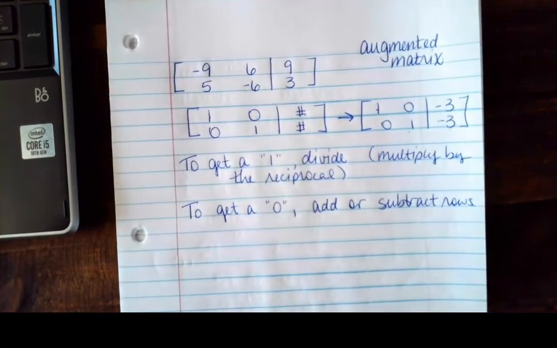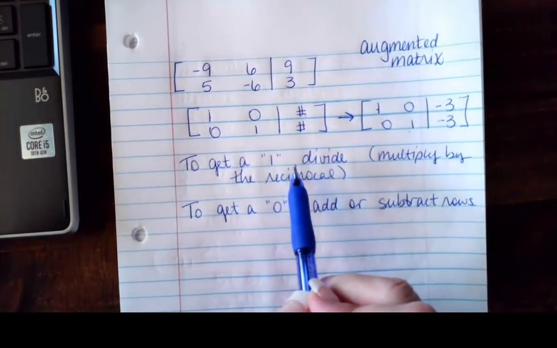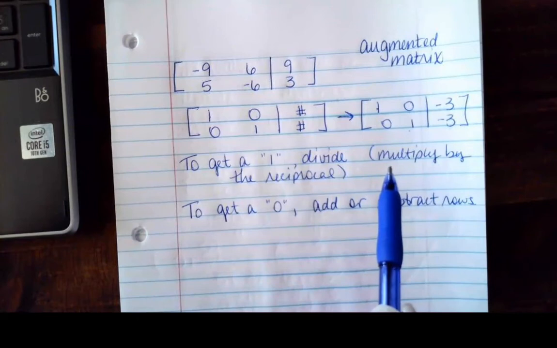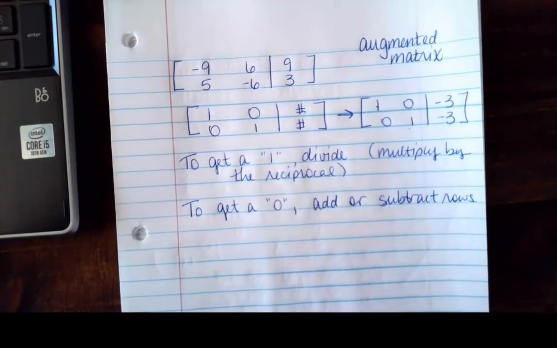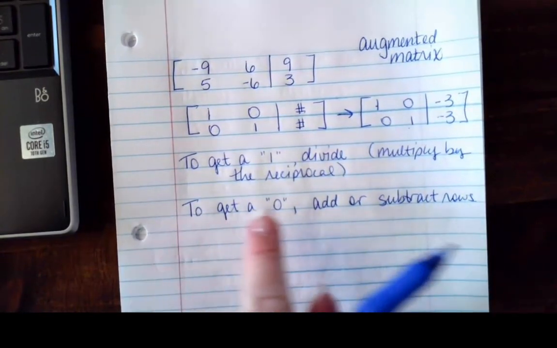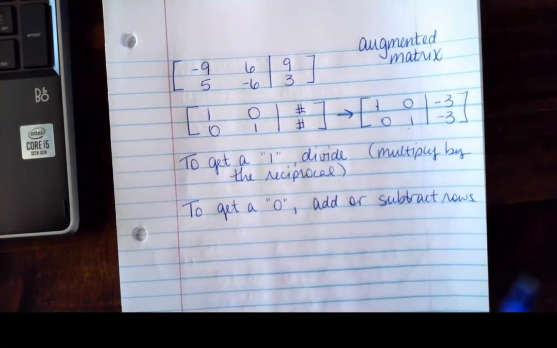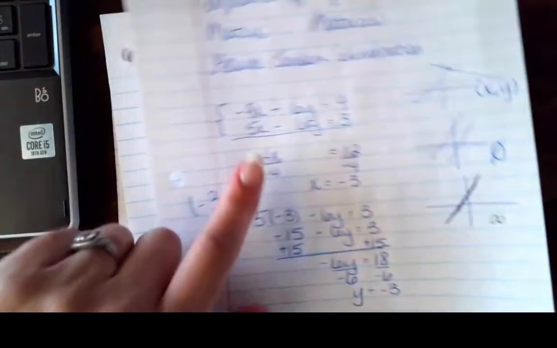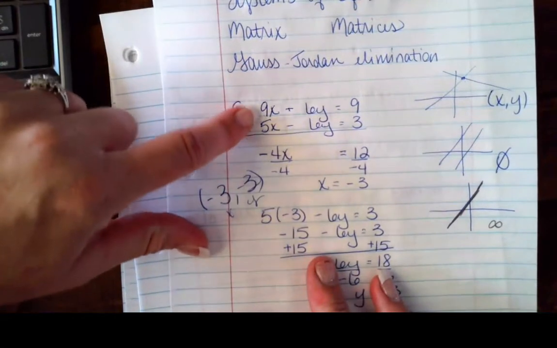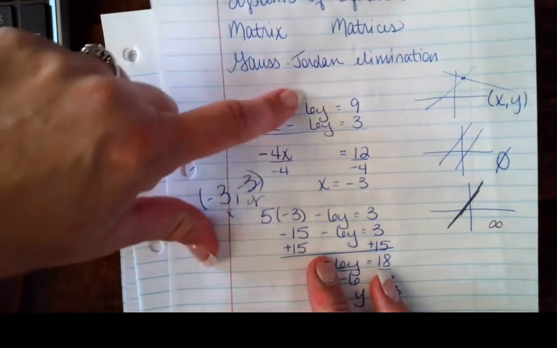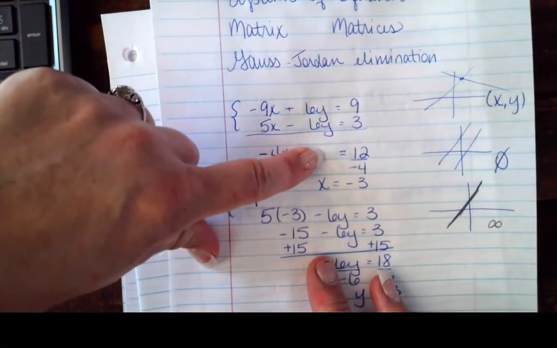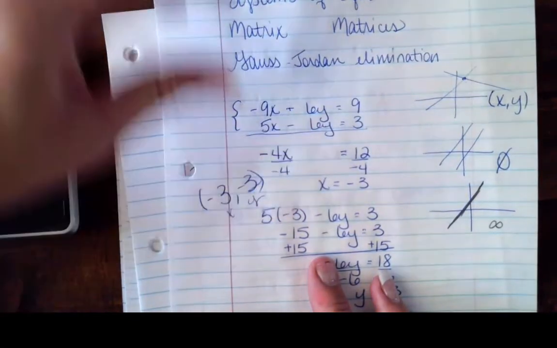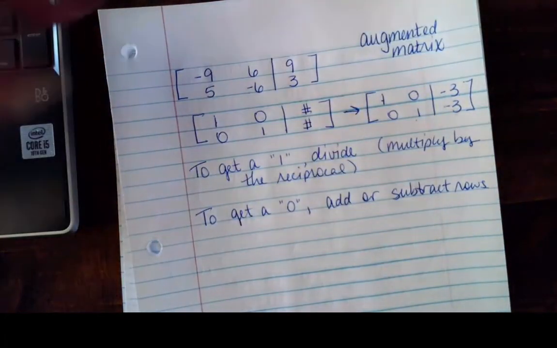Okay, so to get a 1, I'm going to end up dividing the row, which actually the way I'm going to write it is multiplying by the reciprocal. To get a 0, I'm going to add or subtract rows together, kind of like I did over here. When I added these rows together, I got a negative 4. When I added these, it zeroed out. So I'm going to be looking for a 0. So here's how we're going to morph this thing.